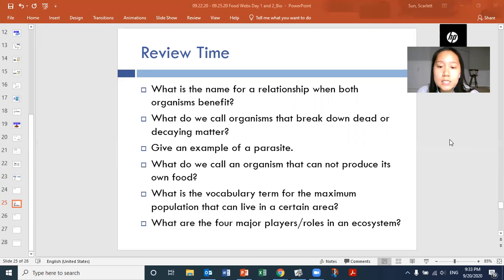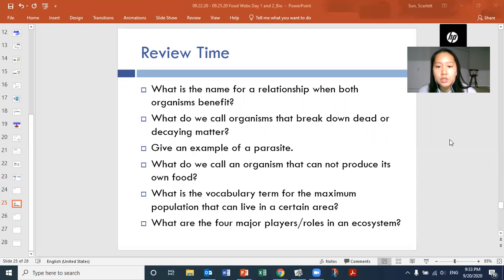What do we call an organism that cannot produce its own food? Remember, the ones that can produce their own food are called autotrophs. So who's the one that cannot? Heterotrophs. Next question. What is the vocabulary term for the maximum population that can live in a certain area? That would be the carrying capacity. Remember, I showed you the picture of the bucket being overfilled. That bucket size is the carrying capacity.